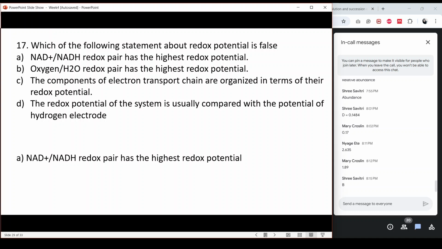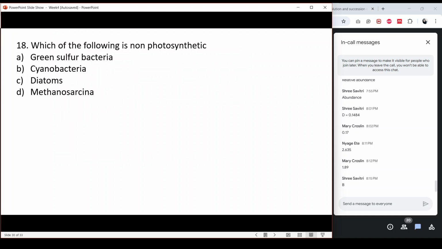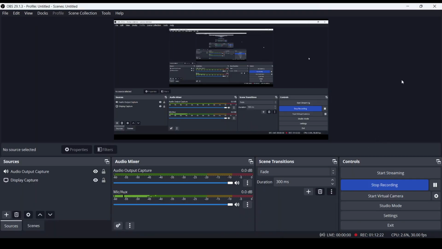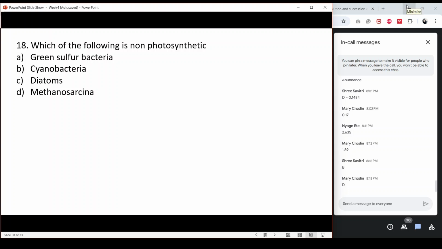So the wrong option here is that the NAD plus NADH redox pair has the highest redox potential. Okay, other options are correct. So which of the following is a non-photosynthetic bacteria? Or which of the following is a non-photosynthetic microorganism? Not all of them are bacteria. Correct.